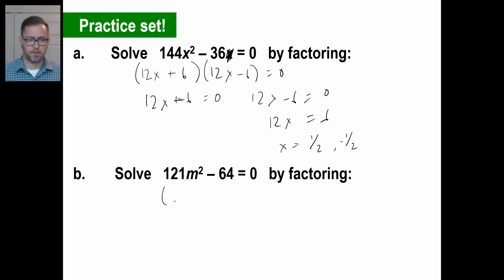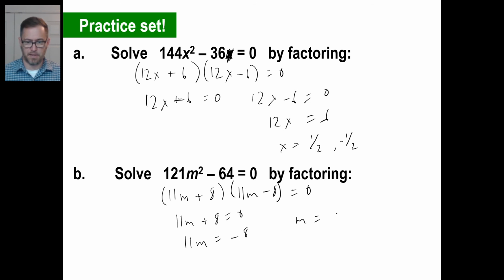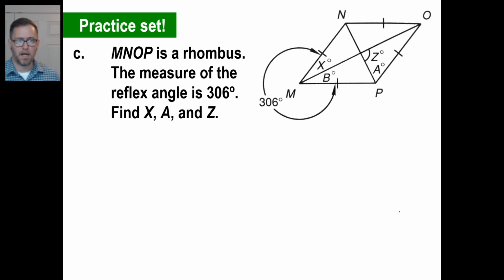Okie doke. Well, let's do it again. Square root of 121 is 11. The square root of m squared is m. 64 is 8. So 11m plus 8 equals 0 and 11m minus 8 equals 0. So let's just do one of these and double up on it. 11m plus 8 is equal to 0. That means 11m is equal to negative 8. So m is equal to negative 8 over 11. And of course, the other one will be positive 8 over 11 as well. Okay, all right. Give C a whirl. Go ahead and pause that and give it a shot.